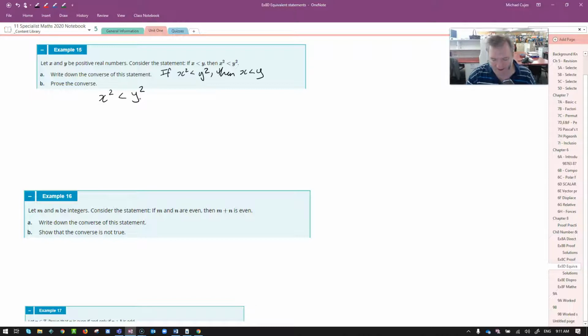So if I'm trying to show something positive or negative, I think getting everything on one side is probably going to help us. So let's go with X squared minus Y squared is less than 0.